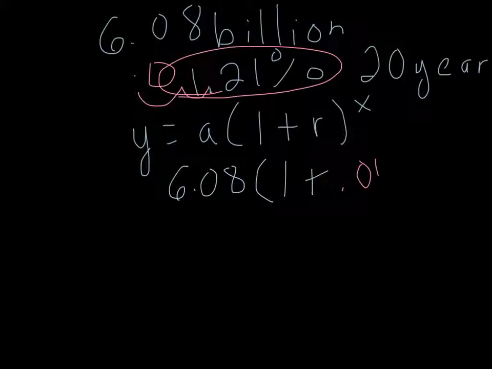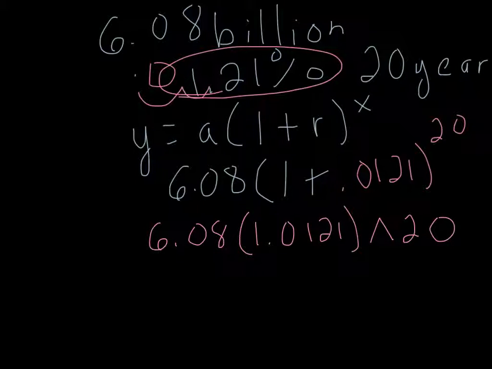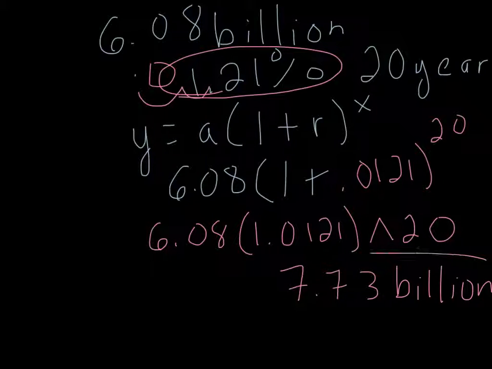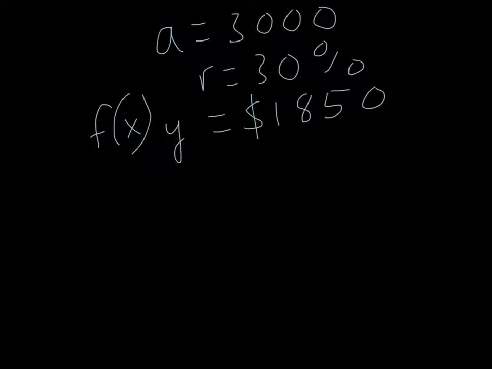It's 0.0121 to the 20th. A lot. So you get 6.08 times 1.0121 caret 20. You put that in your calculator, and you get 7.73. Now a lot of you just write billion, and that's your answer. The only mistake I saw people make was not changing that to a decimal.